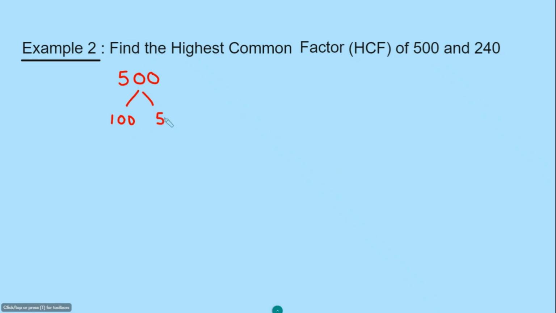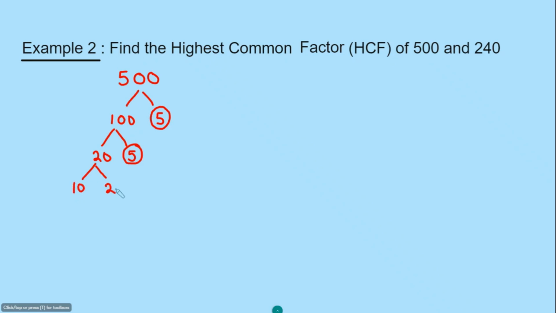Now I can look at 5 here. Like I said, 5 is a prime number, so I'm going to put it in a circle. Now move to 100. Now 100 is not a prime number, so I will have to split this up once more. Now if I split 100, I can have 20 and 5. Now 5 is a prime number, so I'm going to put that in the circle. But 20 isn't a prime number, so I'm going to split this up one more time.